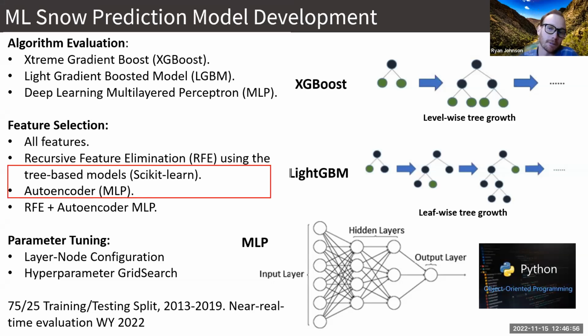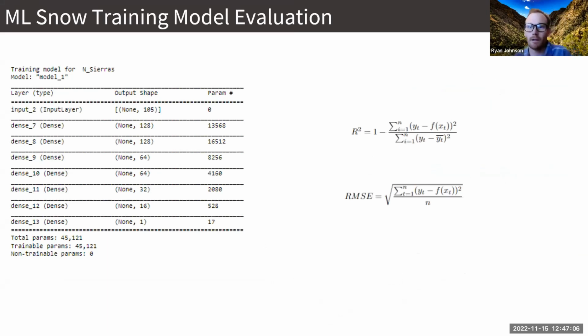And then this project is also part of the Snowcast Showdown. And that was basically evaluated for near real-time performance during the 2022 water year. Model evaluation was on that 25% holdout data set. And we used the coefficient of determination and root mean squared error to gauge the performance for each region.